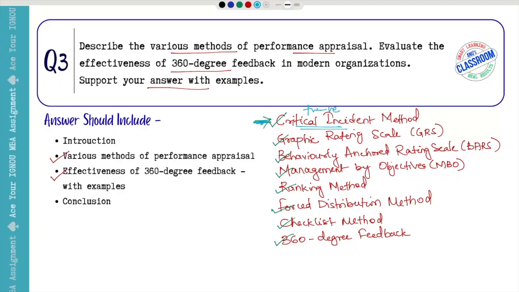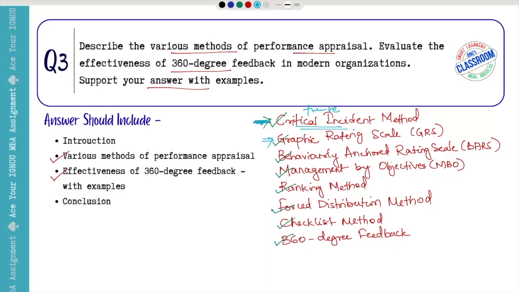The second method is graphic rating scale, or GRS. This is a little bit more structured. Here, managers will rate employees on criteria like punctuality or problem solving. Usually the range is from 1 to 5 or 1 to 7. It is very simple and quick, but it can be subjective. Maybe one manager's 4 might be another manager's 5, or what I consider exceptional, you might consider average. Things like that can happen. So that is one drawback of the graphic rating scale.